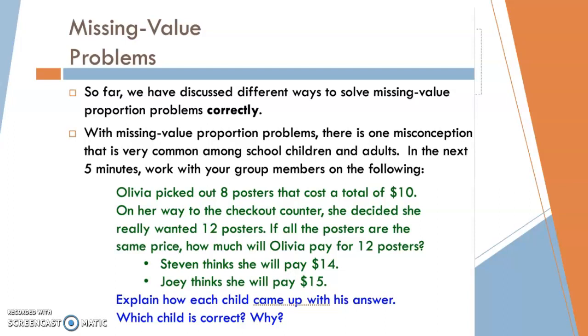So I want you to hit pause, and I want you to think about which child is correct, and more importantly, why. Okay, so hit pause, take out a pencil and paper, and think about the story problem. Stephen thinks that she paid $14, and Joey thinks that she paid $15. Explain how they came up with their answers, which one is correct, and why.